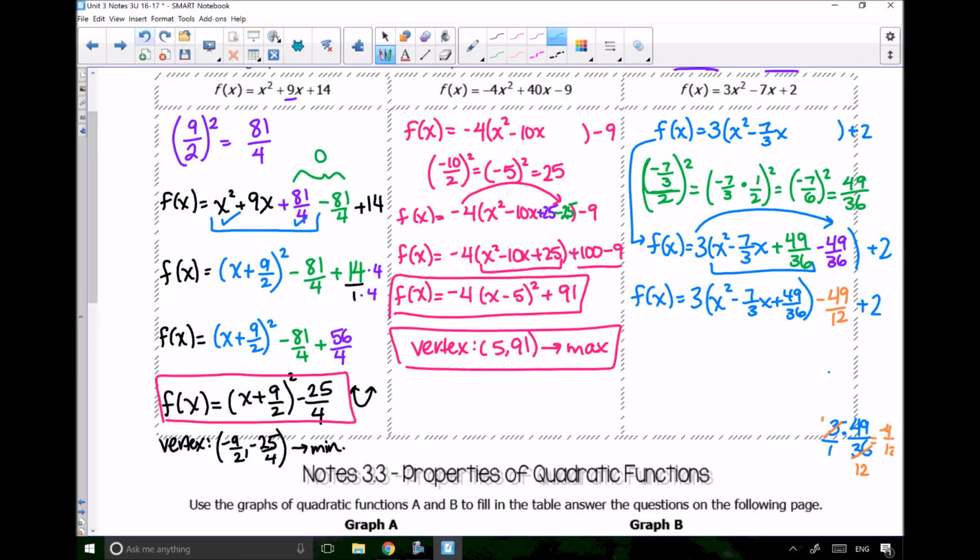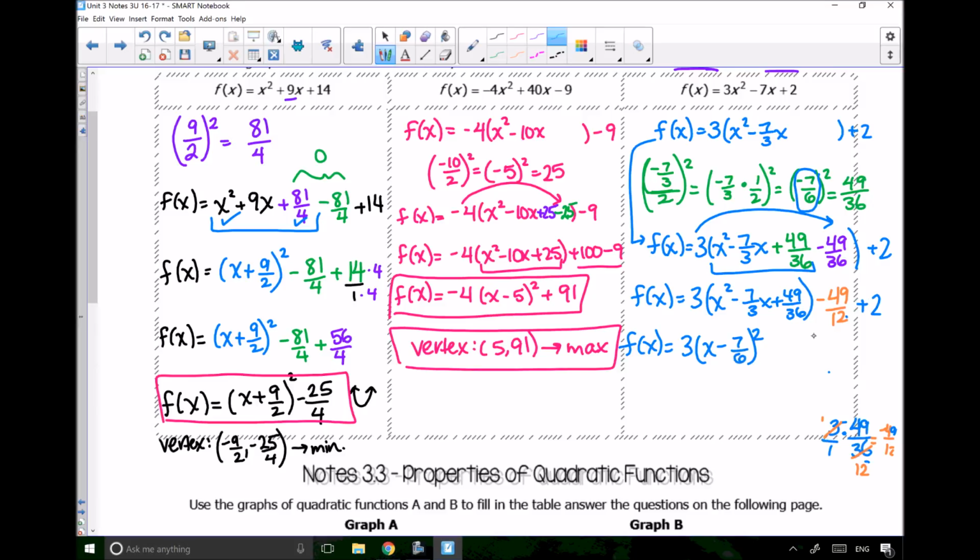Okay, so next what I'm going to do is factor what I have inside here. So I've got 3, and then this is going to be x minus, and I look right here, and the number I got before I squared it was 7 over 6. And I know that that works because when I double 7 over 6, I get 7 over 3. And when I squared -7 over 6, I get 49 over 36.